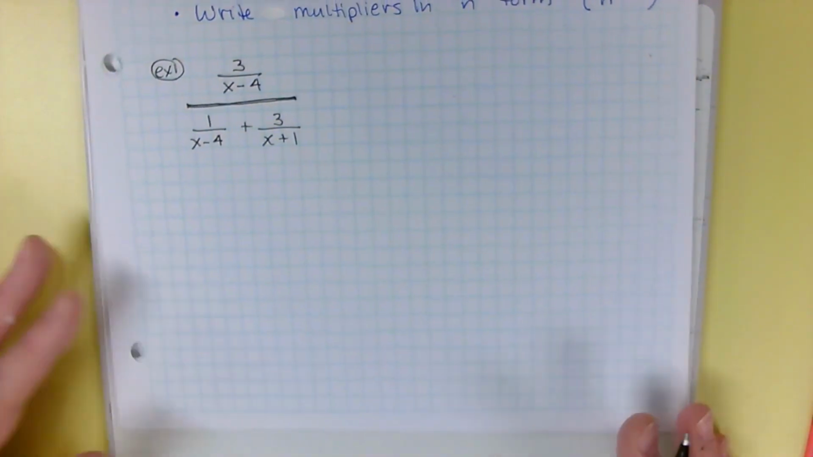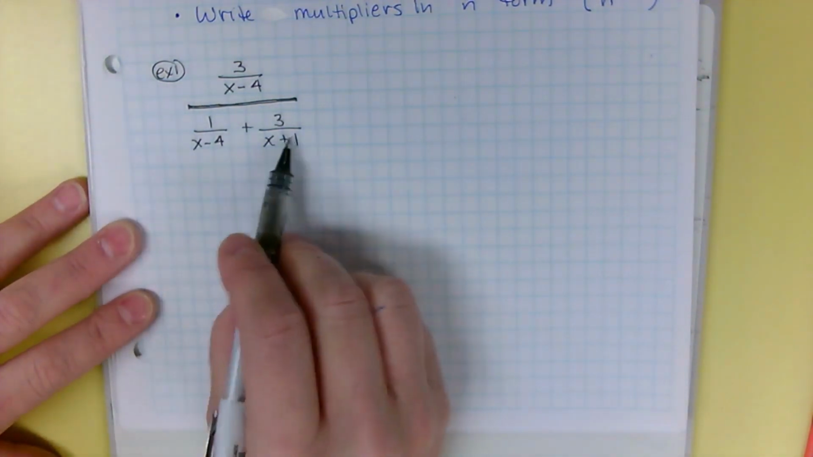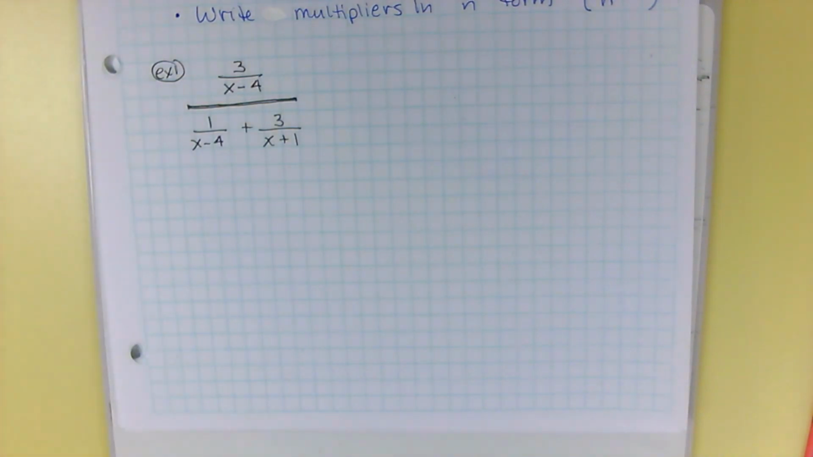and you can go downwards or sideways. I typically go downwards because you don't really know how long the problem's going to be, and that way you can kind of work down your paper. So on the bottom, we have two fractions that need to be added together. This is something you've already done. So to add fractions, you need a common denominator.